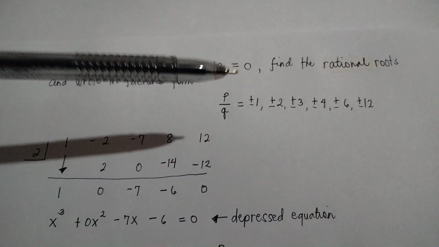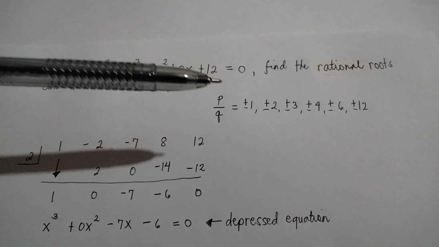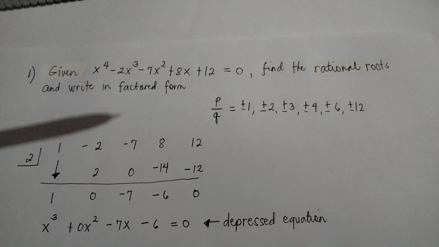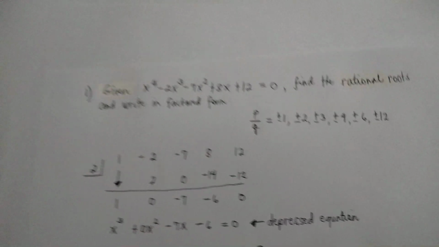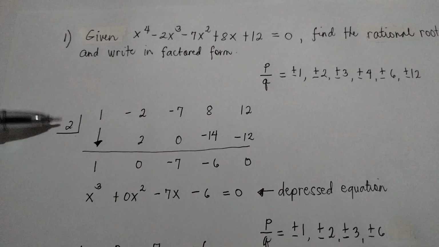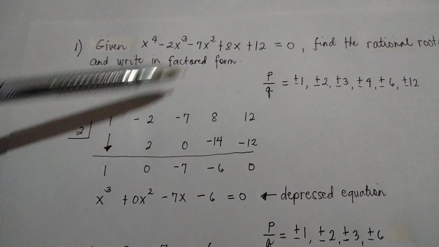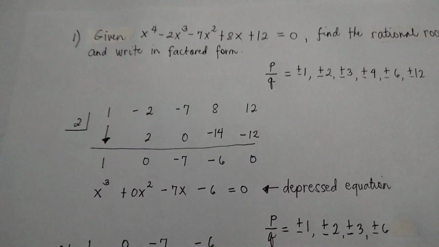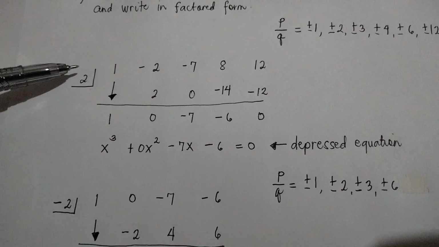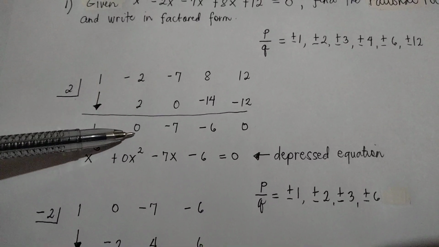Now, we're going to choose one from these possible rational roots. If the remainder is 0, that means that is one of the rational roots. Let's try 2. I will write it here. 2. Then take all the coefficients: 1, negative 2, negative 7, 8, and 12. Next, bring down 1. 1 times 2 is 2. Write it here. Negative 2 plus 2 is 0.